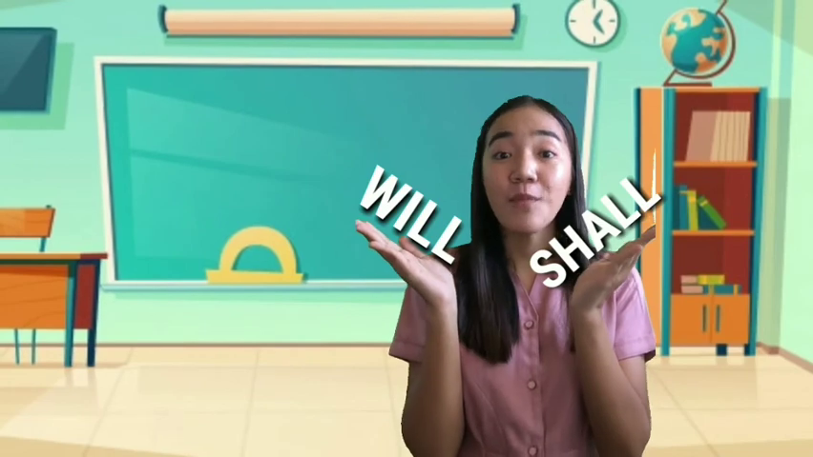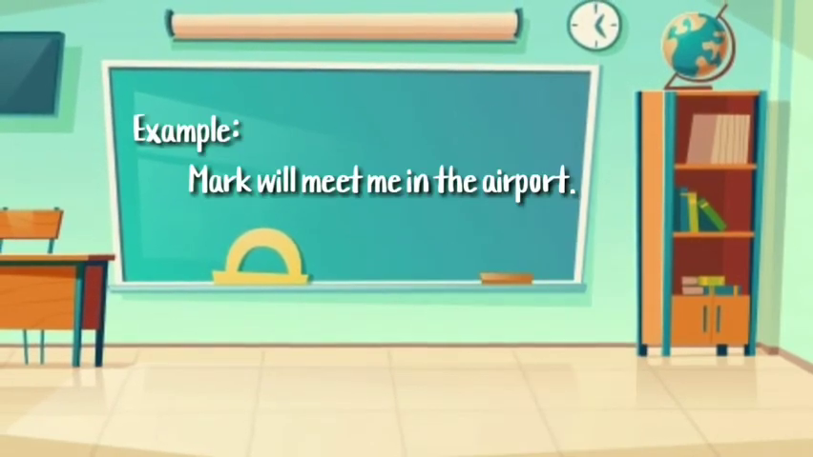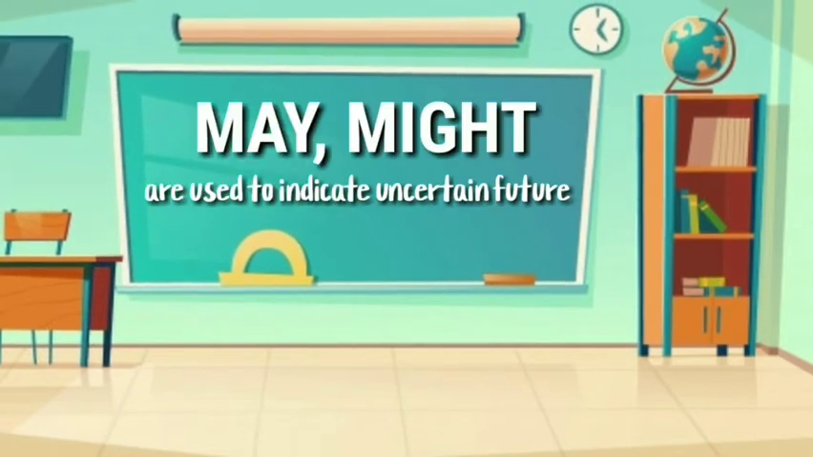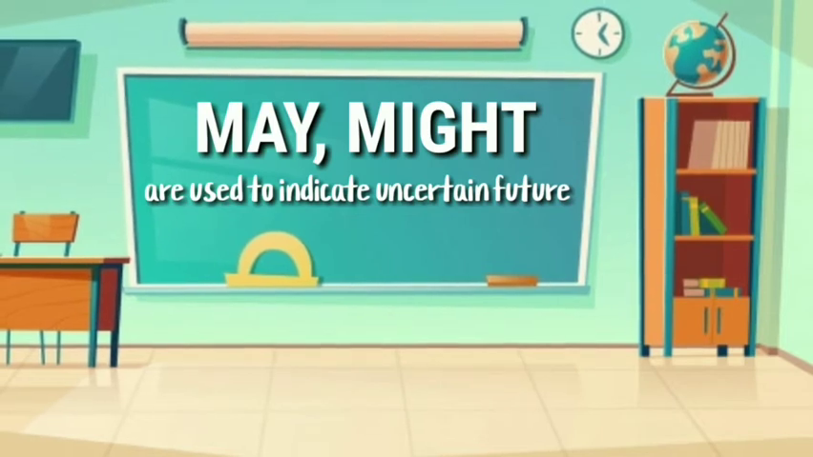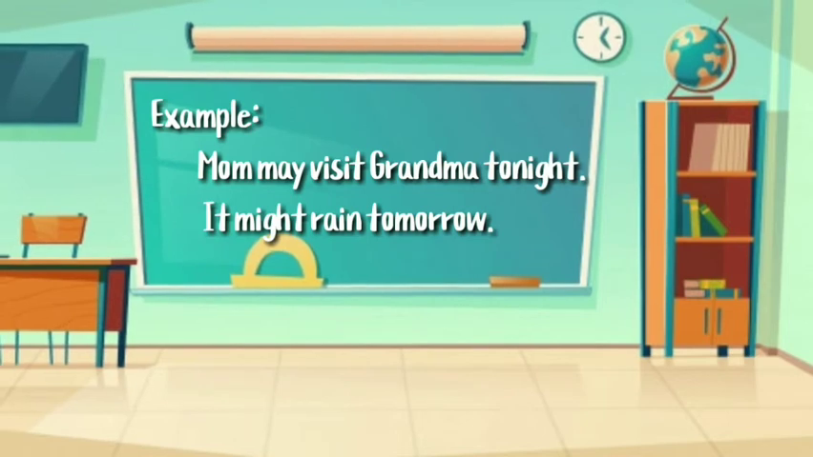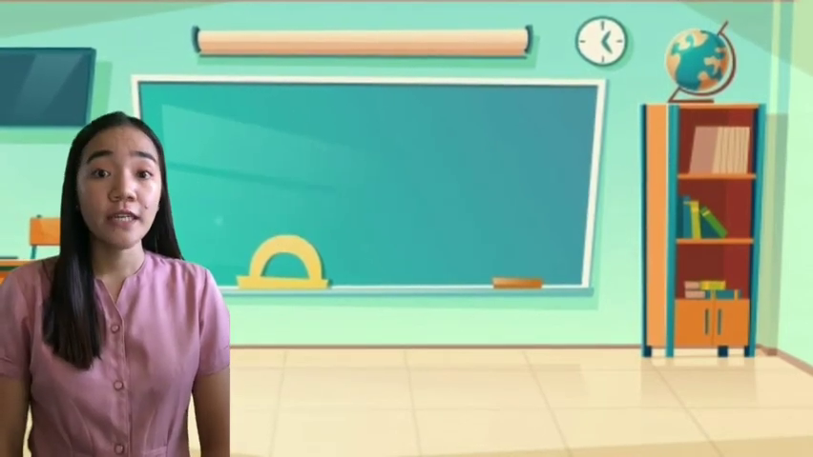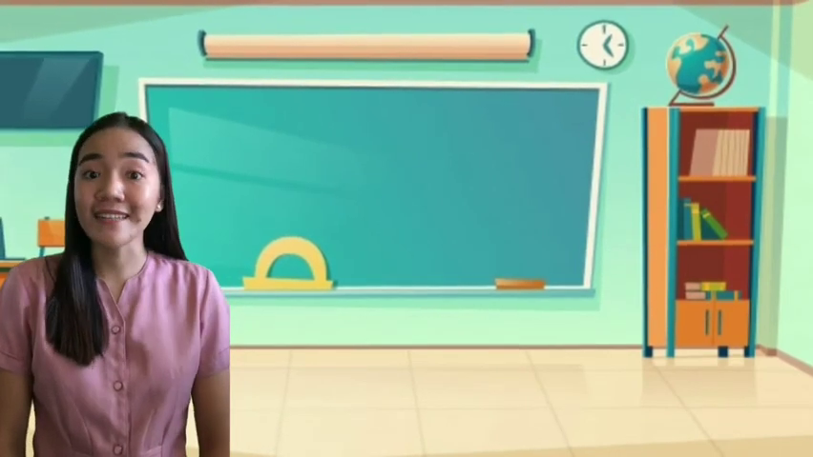Will and shall are modals used to talk about the future. For example, Mark will meet me in the airport. May and might are modals used to indicate uncertain future. Mom may visit Grandma tonight. It might rain tomorrow.